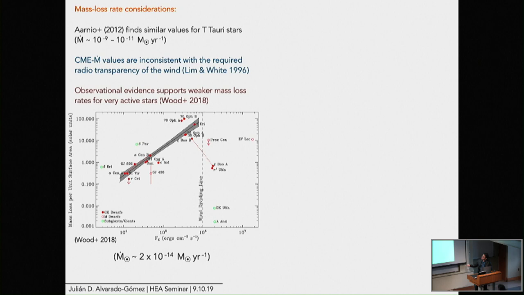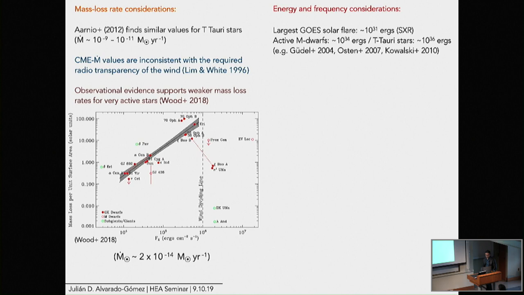So this is only taking into account the stellar wind alone. We are not talking about any CMEs here. And with the energy and frequency consideration, things get worse. The largest solar flare is on the order of 10^31 ergs. But when you go to an M-dwarf or T-Tauri star, you reach 3 to 4 orders of magnitude more. The largest flares are on the order of 10^37.